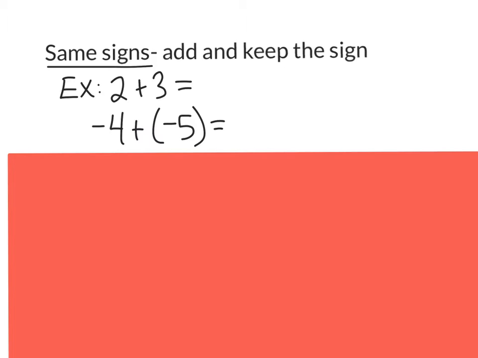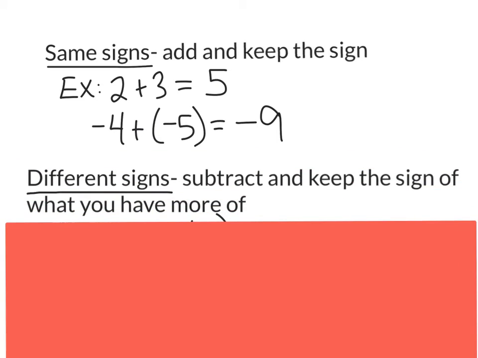So 2 plus 3 you might have done once or twice before. That would be equal to 5. -4 plus -5 would be -9. And again, you can use number lines, especially at the beginning here, if that helps you to visualize what's happening. But hopefully these rules will help you think about this as well.